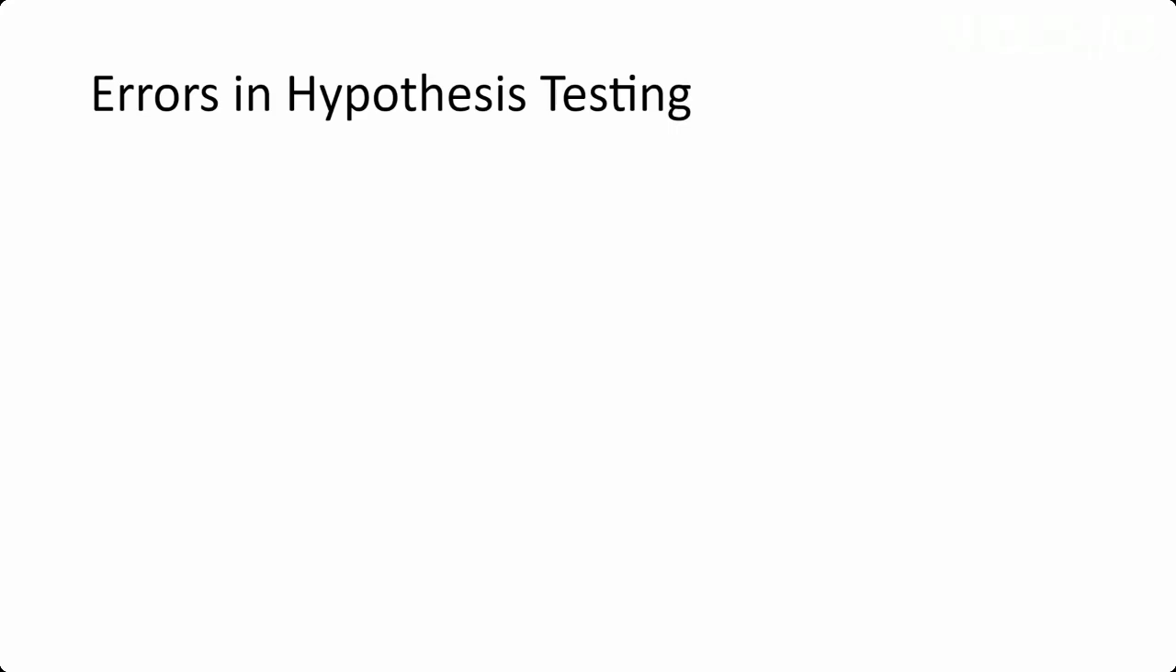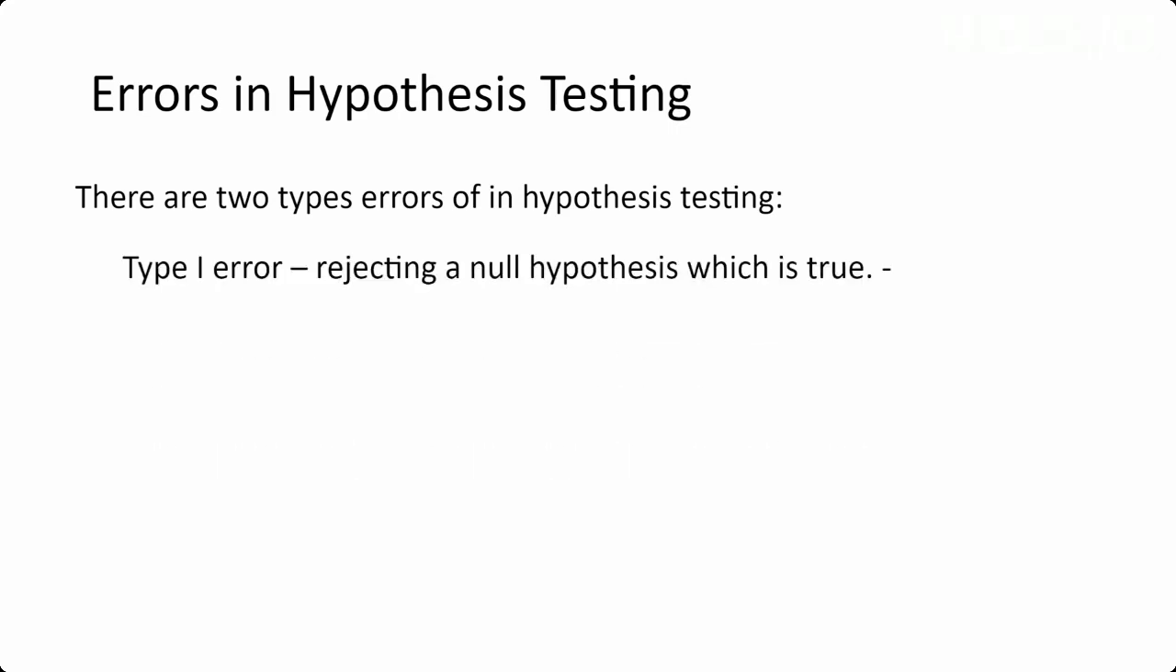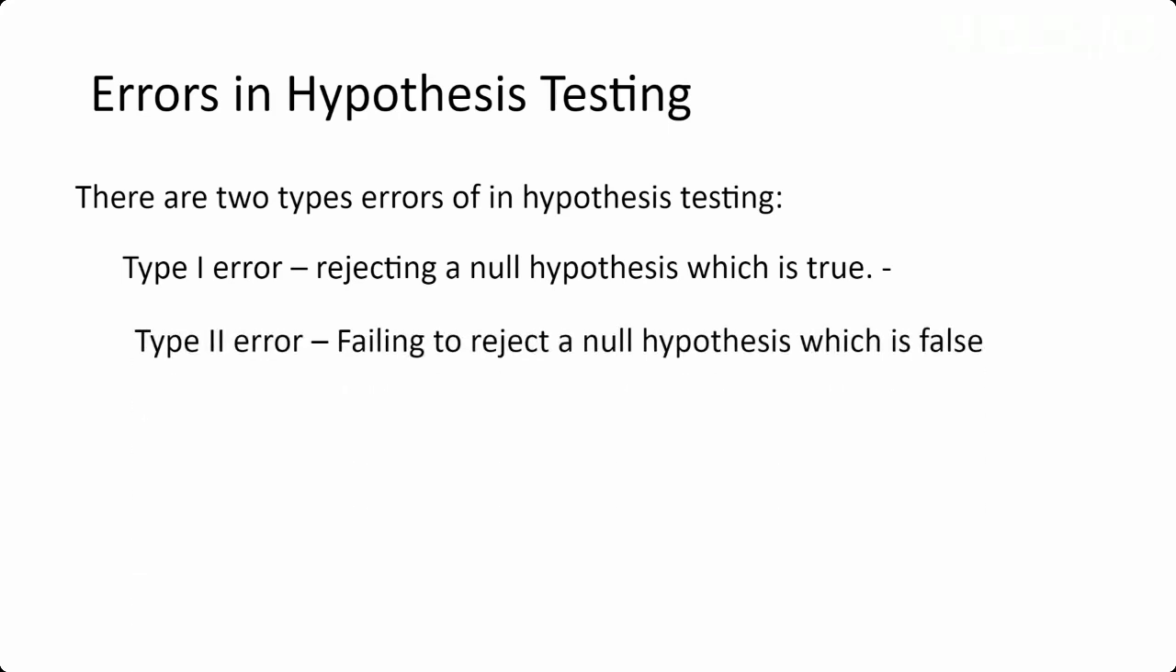So that results in error during your hypothesis testing. You may come up with a confirmation of a hypothesis which is not correct because you are not using the actual population but a sample. And there are two types of errors which you may incur during your hypothesis testing. There's type 1 error, which involves rejecting the null hypothesis when it's actually true. There is also type 2 error, which involves failing to reject the null hypothesis, which is false.